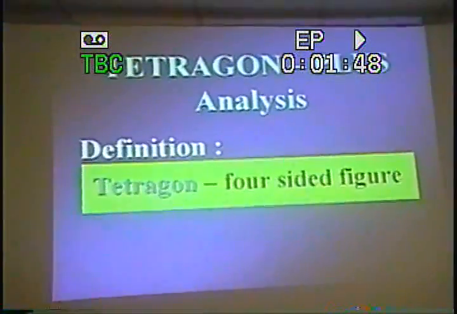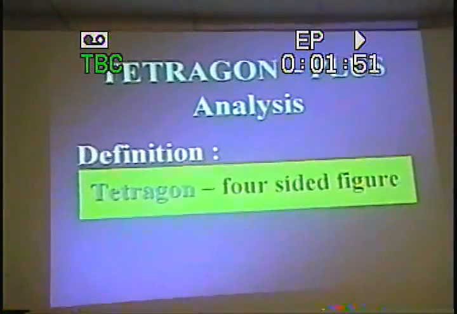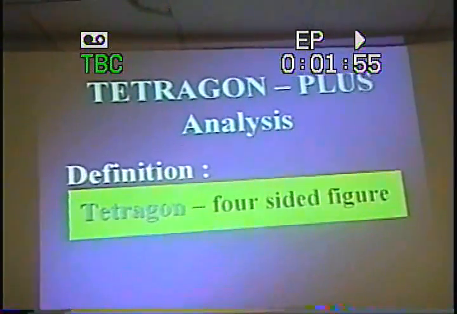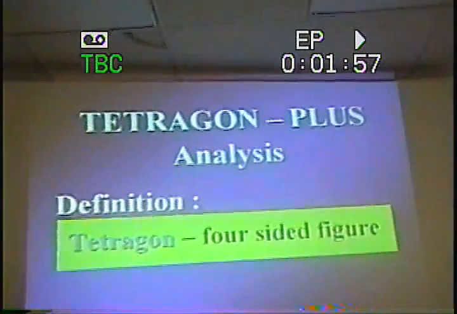Four-sided figure. You know, I jokingly say Tweed had his triangle, we have our tetragon. And I think what Tweed left out was the upper incisor, and that's the difference in what his triangle was and what ours is. And this is the tetragon.